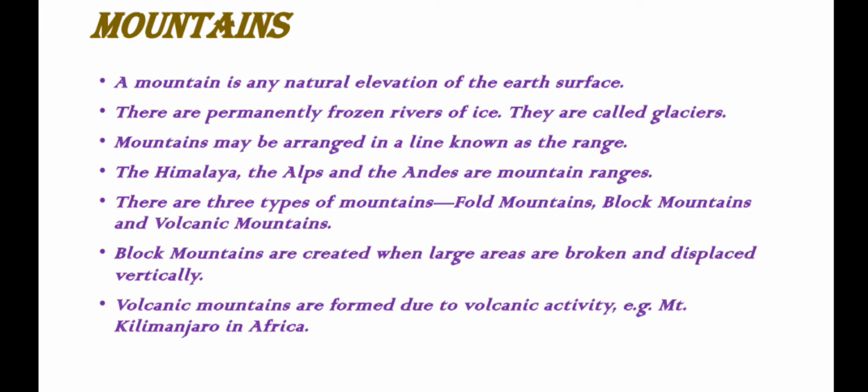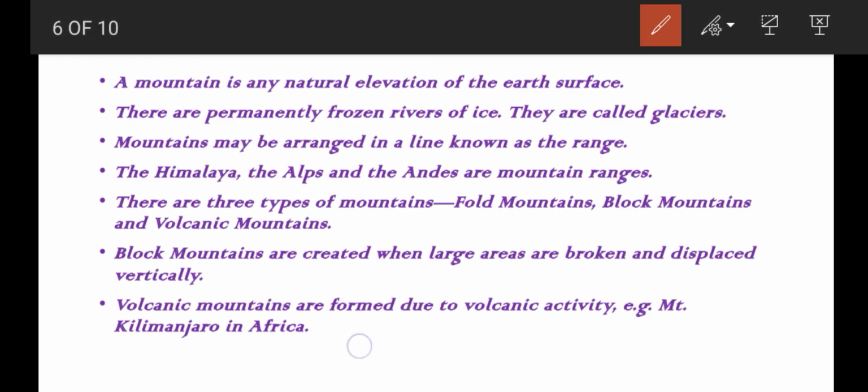Inside many mountains you can see rivers. Also the frozen rivers, like ice, are called glaciers. In some mountains, frozen ice rivers are placed. That is called glaciers. And if the mountains are arranged in a line, that is called a range. Many different kinds of mountains are there: Himalayas, Alps, Andes, and many other mountain names.